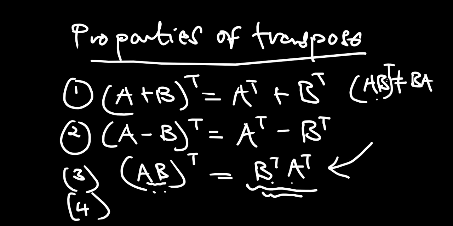And then the other one is that if I have A transpose and then I transpose it again, I'm just going to go back to the original matrix, which is A. So these are the four properties.